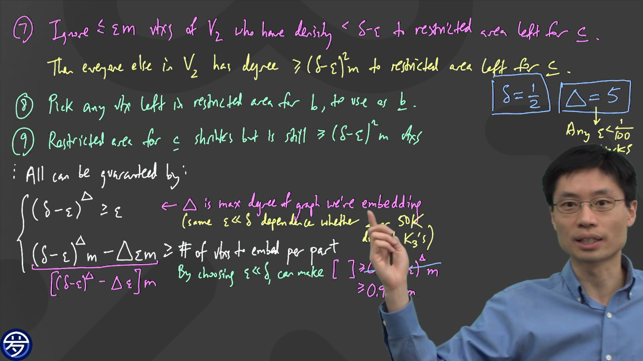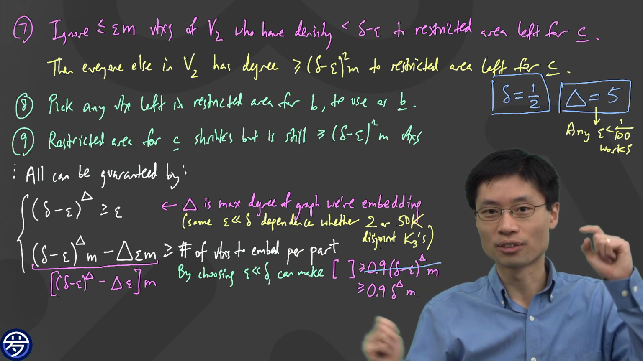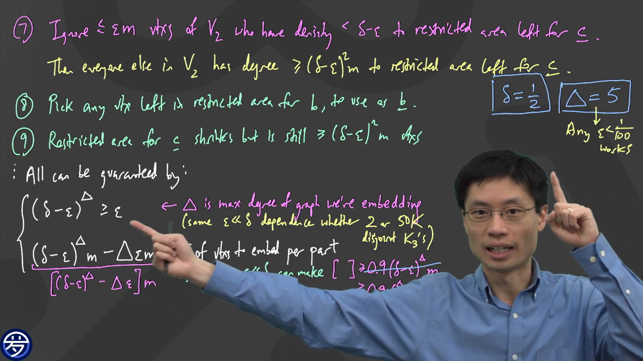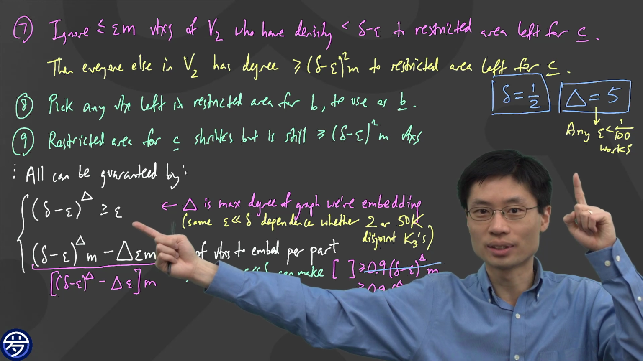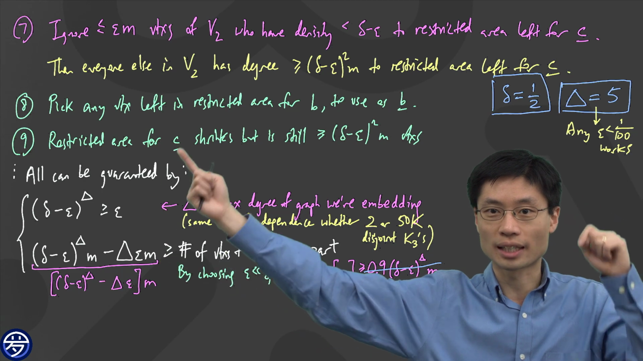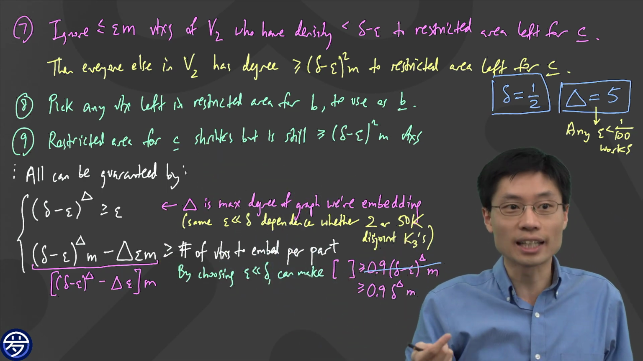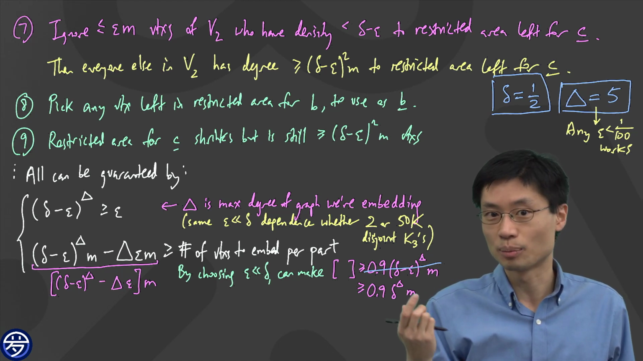And when I say works, my works is works for this particular inequality. I don't yet know about the second one, but at least I can make it work for the first one. If the capital delta was 5, then I could choose the little epsilon to be 1 over 100.